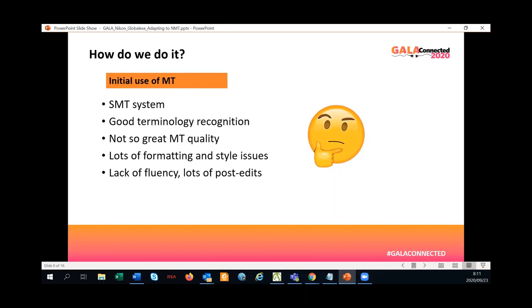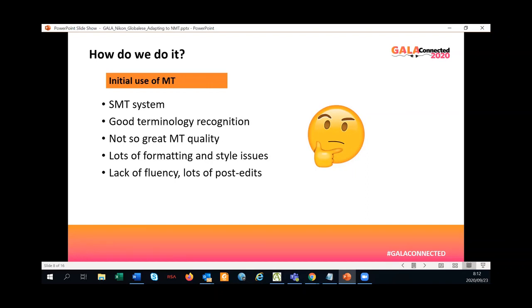And we found that there was good terminology recognition, but there was not so great MT quality overall. In some cases, it was really not much better than translating from scratch. We were doing post-editing, and it provided some value, but mostly in specific situations, like if we were doing something with a lot of noun piles, like a part name list or software parameter names. In those cases, it was extremely valuable.